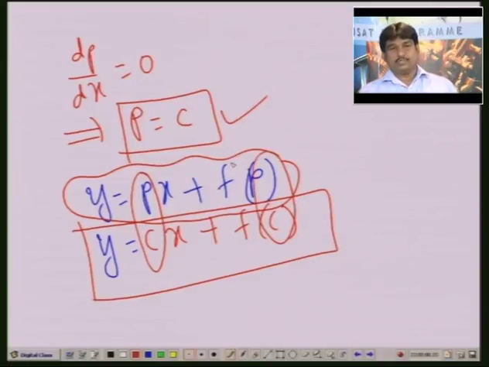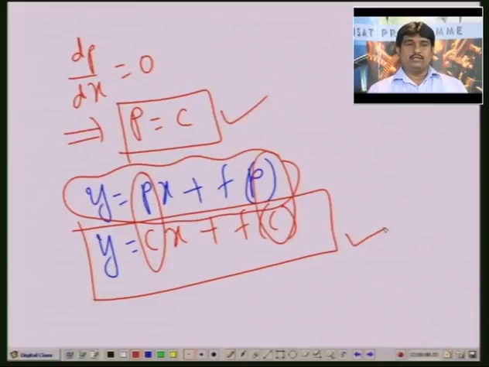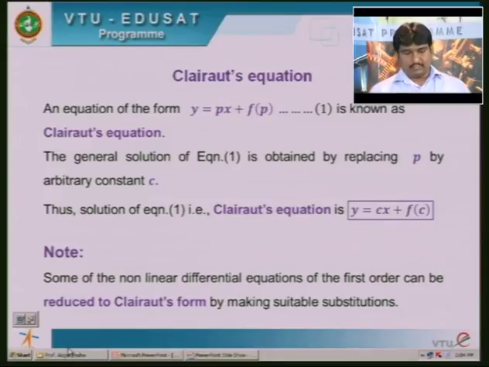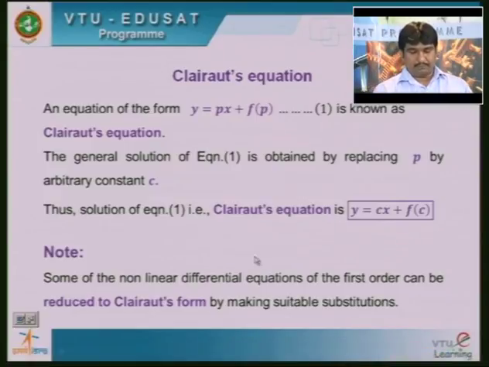If you want the singular solution, equate the other factor to 0 and then eliminate p from it. You substitute the p value in the given differential equation, eliminate p, and get a relationship between y and x. Or else we have this general solution; differentiate it with respect to c, treating y and x as constant, find the c value, and eliminate c from that equation and the general solution to get the singular solution of the given differential equation. I will illustrate those things through examples.